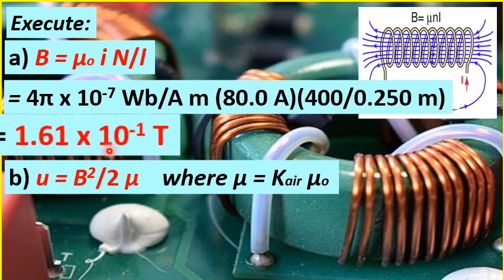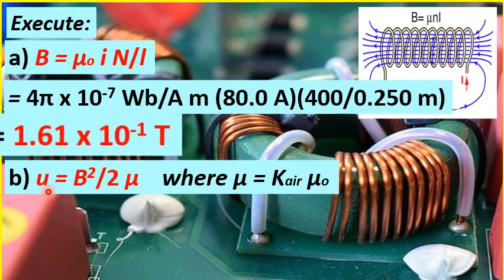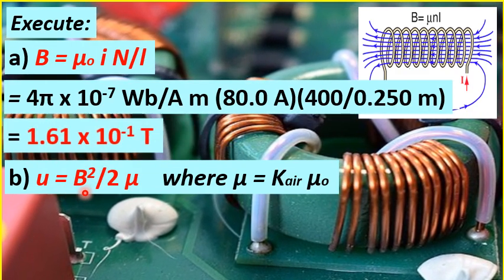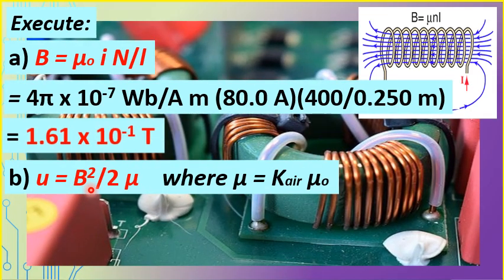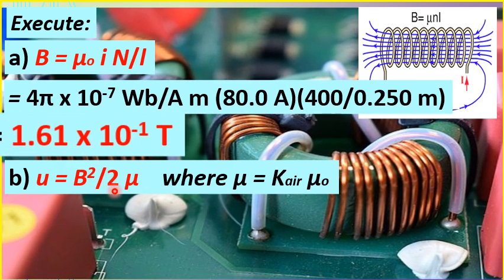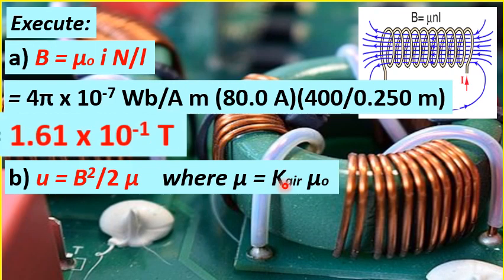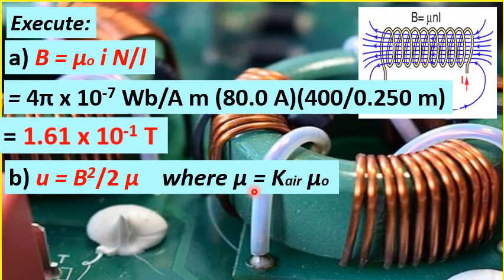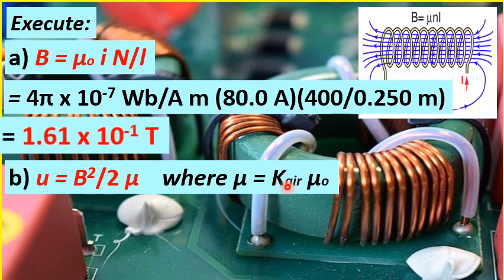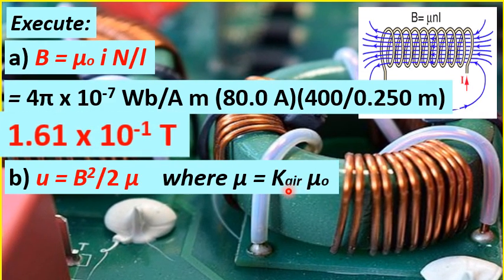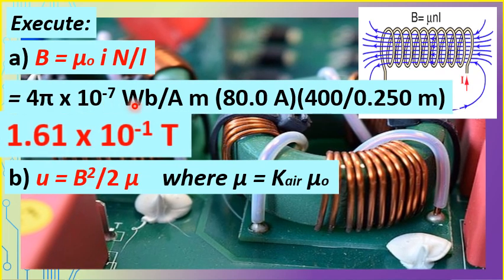And for question letter B, we are asked to find the energy density, denoted by small letter u. This is the energy density in the magnetic field if the solenoid is filled with air. The formula for energy density is just the square of the magnetic field, or capital B squared, divided by twice the permeability of the material. In this case, air is the material inside the solenoid. And this permeability, mu, is equal to a unitless constant, K, equal to 1 for air, multiplied by the permeability of free space, mu naught, 4 pi times 10 to the negative 7 Weber per ampere meter.